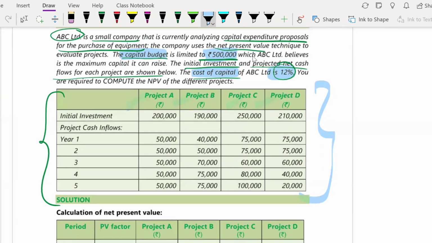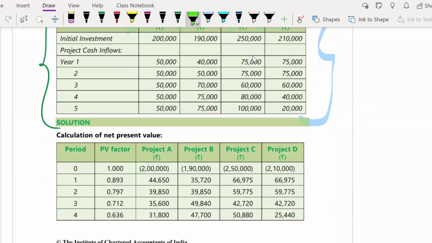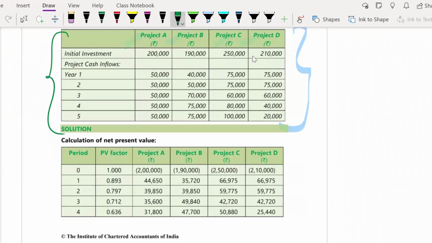Since here they are using the net present value technique to evaluate the projects, you have to find out the NPV of each project, and the project with the highest NPV is going to be the most beneficial project to them. So here you will calculate NPV. First you take project A. Here you have to find out the PV factor at 10%. They have found out the PV factor at 10% itself.